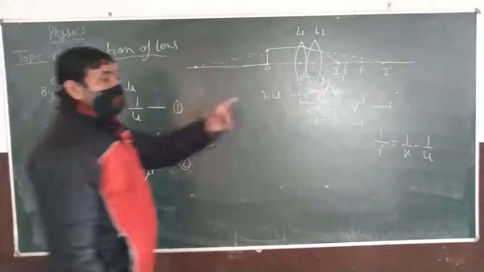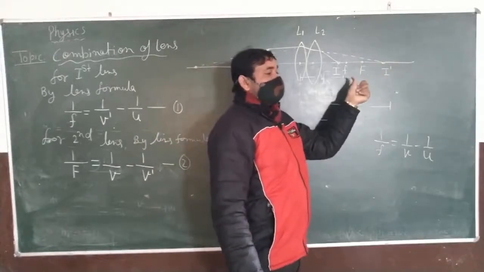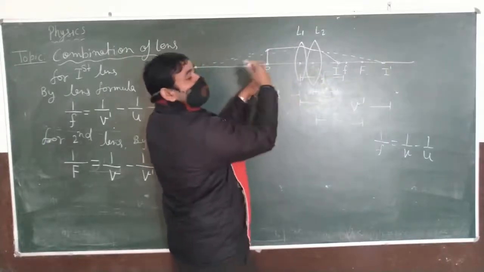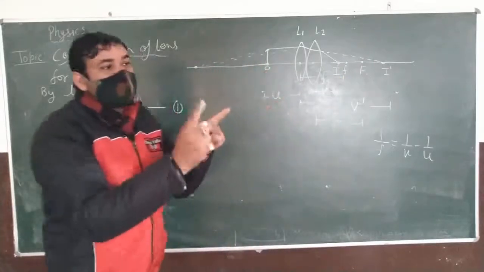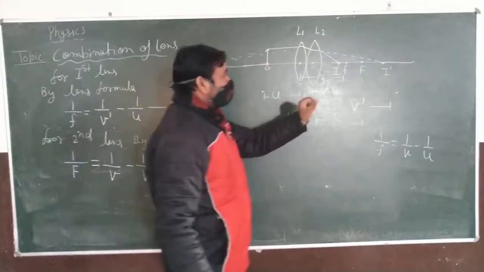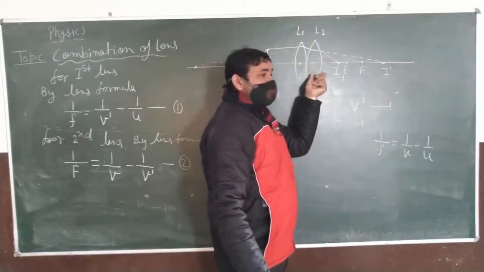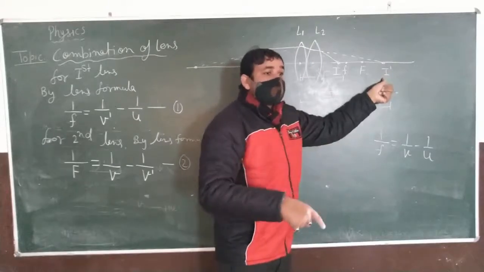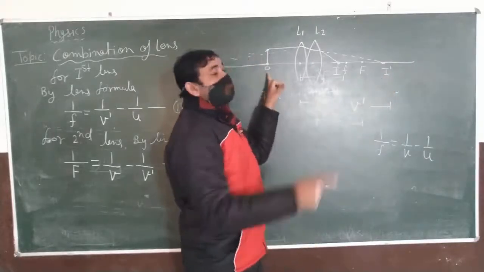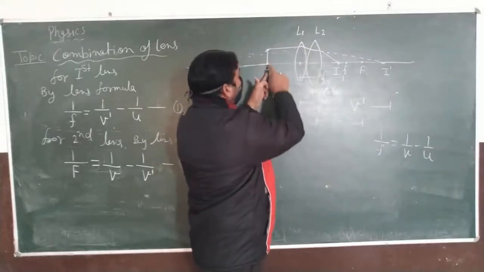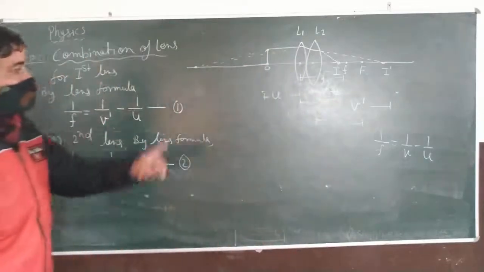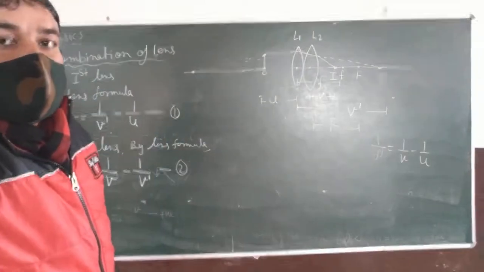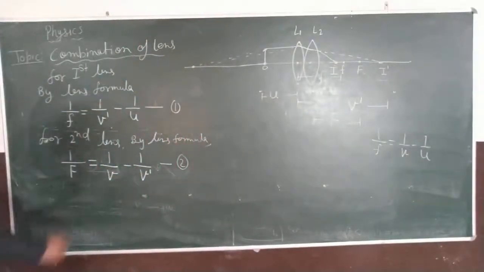Wait, this one? See, the image and object are on the same side. So, object is what? This. Initially object at one side and image on the other side, so we are using positive and negative sign. Okay? Secondly, when the image is formed by the second lens, then both are on the same side. So we are using this negative, but V positive, because actually the image is formed by the combination of this object O. Clear or not? That is why we are using positive.